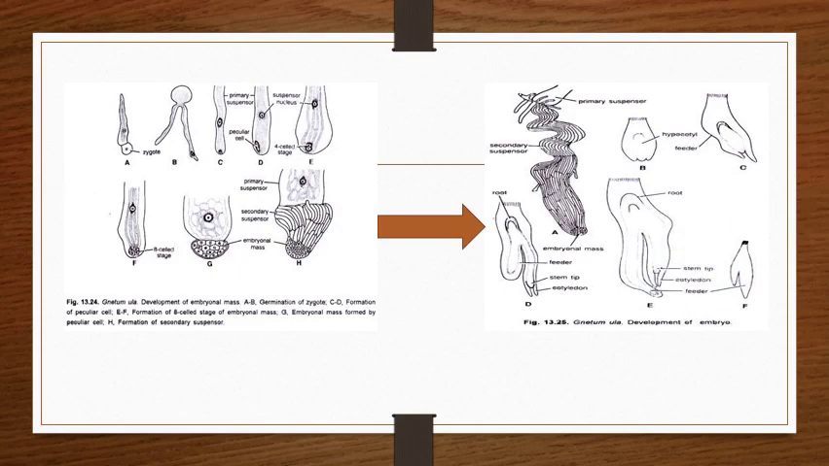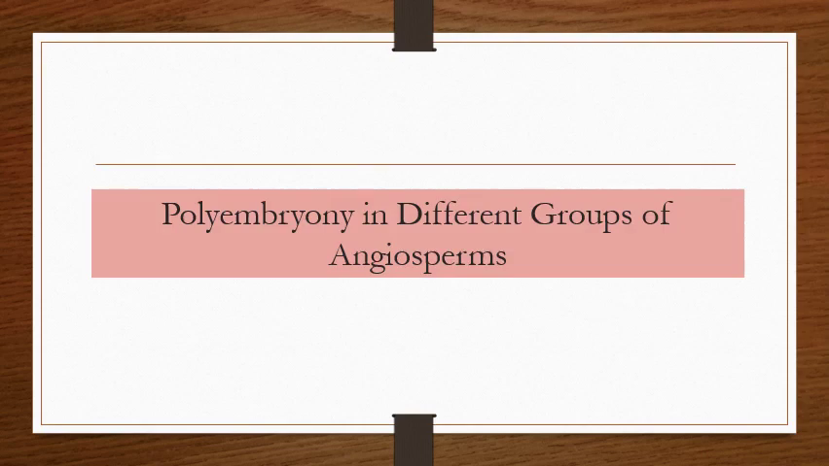So this is all about the development of the embryo and polyembryony in different groups of angiosperms. The angiosperms show the unique phenomenon of double fertilization. The egg after fertilization develops into an embryo. It is nourished in the younger stages by the suspensor and in later stages by the endosperm.